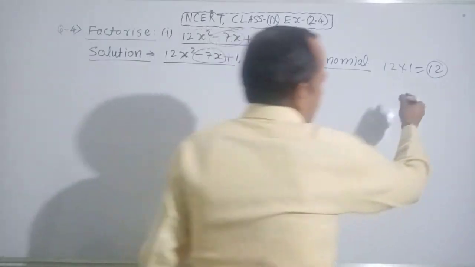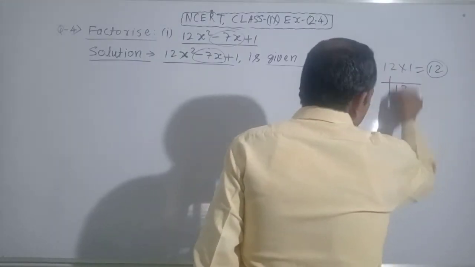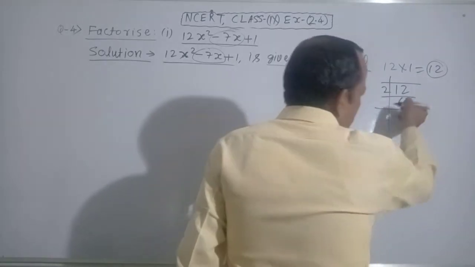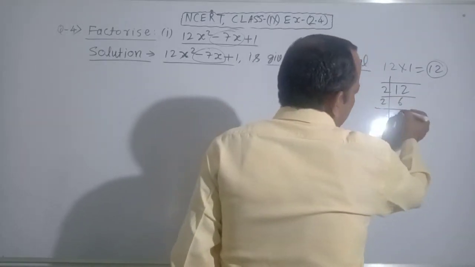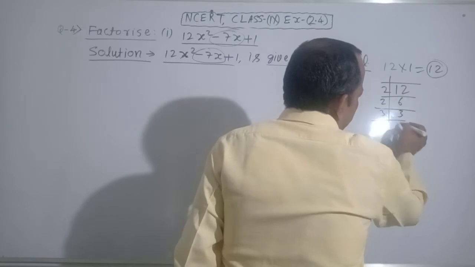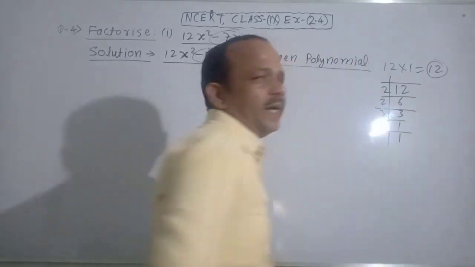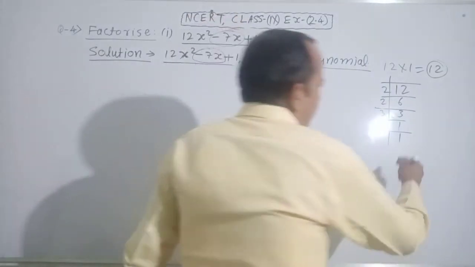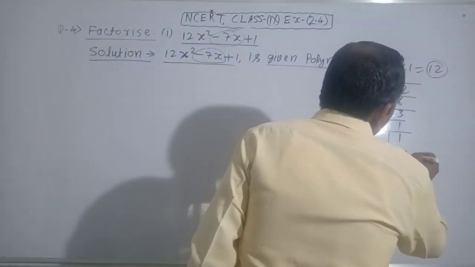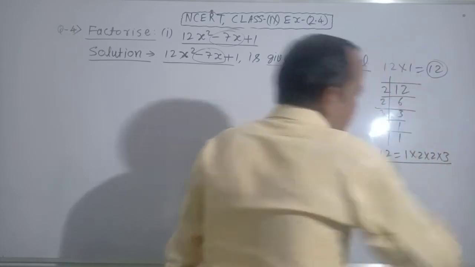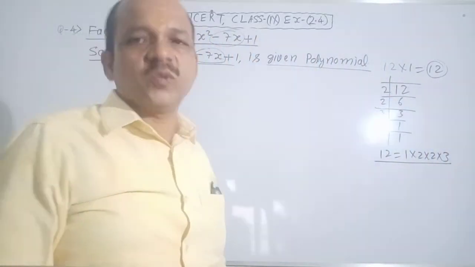You factorize 12. You divide by 2, you find 6. You divide by 2, you find 3. You divide by 3, you find 1. You divide by 1, you find 1. Hence, the factors of 12 are 1 multiply 2 multiply 2 multiply 3.